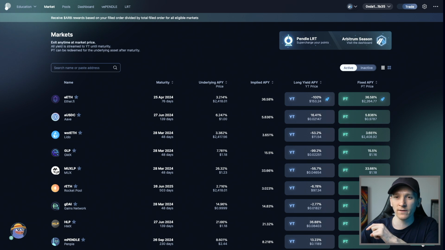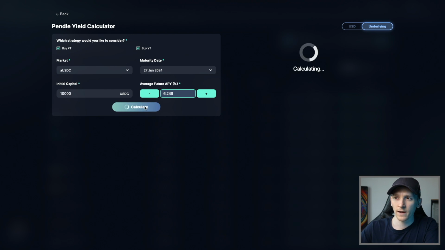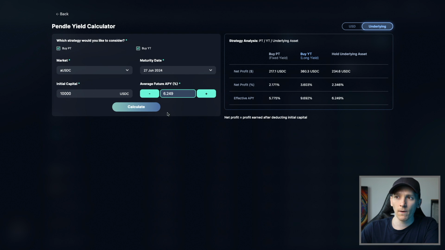If we go to calculator, which is in the bottom right-hand side of the app, go to USDC, put both of these on, principal and yield. We'll click this maturity and $10,000 here, click calculate. The current yield in the market is 6.249%. So if it stays like that, then you can see that the yield token is cheap and yielding us an effective APY of 9%.